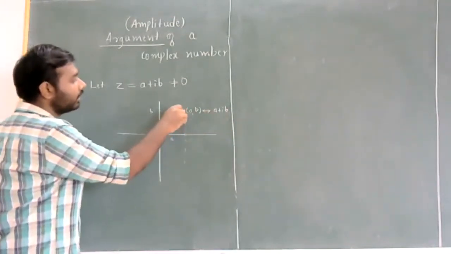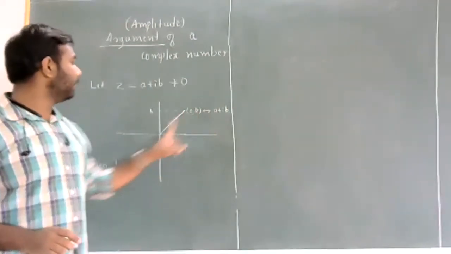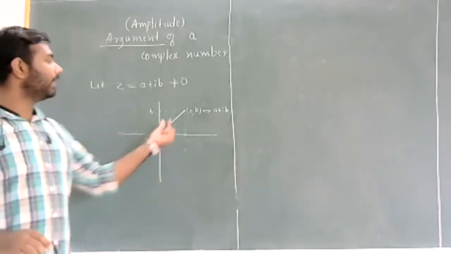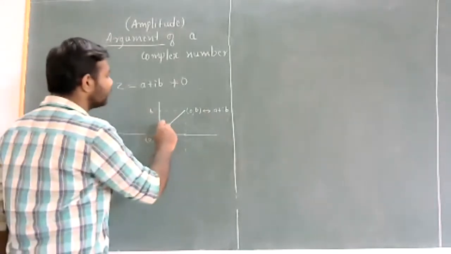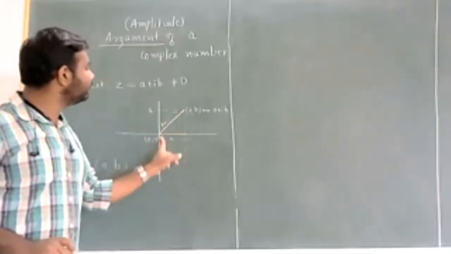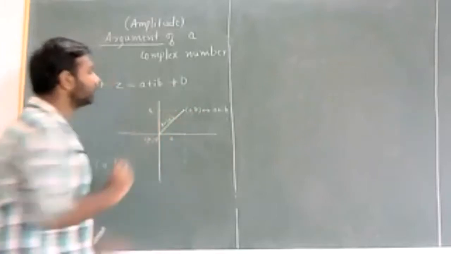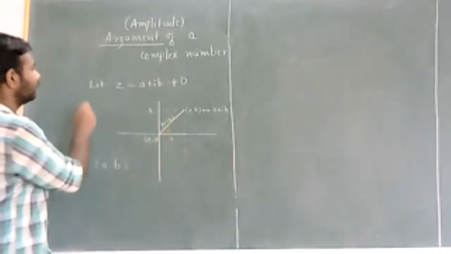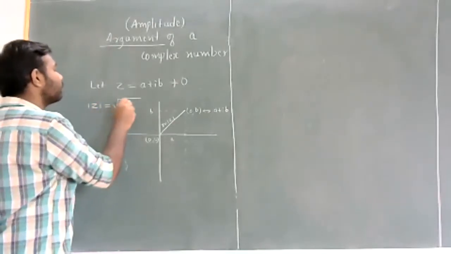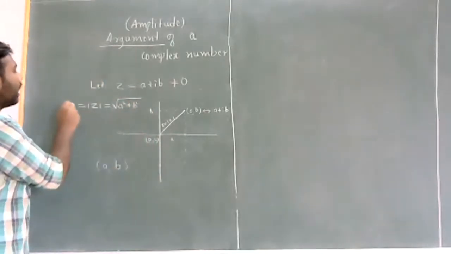Then we'll join the point A comma B and the origin. And by the analytical formula, we can see that the length of the line joining these points is nothing but the modulus of Z. That is, modulus of Z is square root of A square plus B square. And we'll take it to be R.